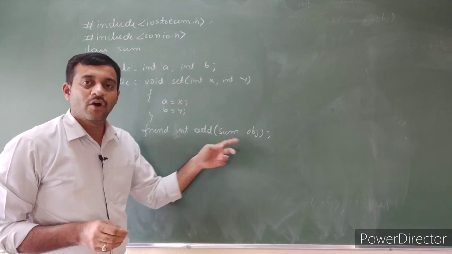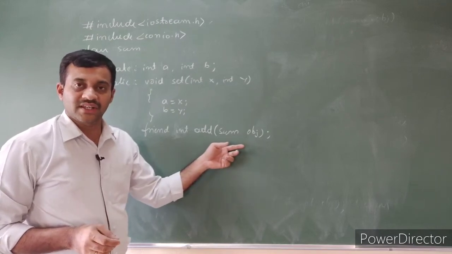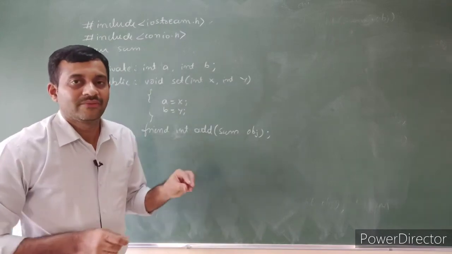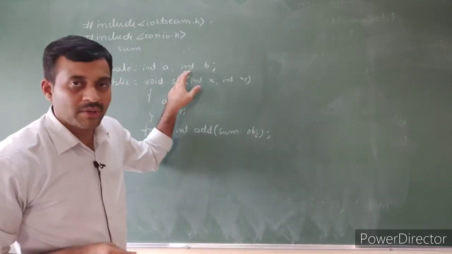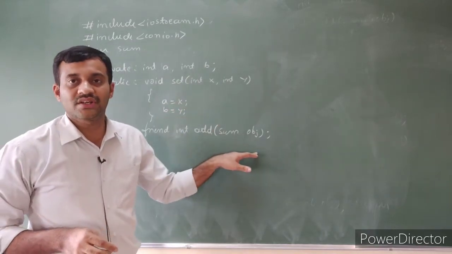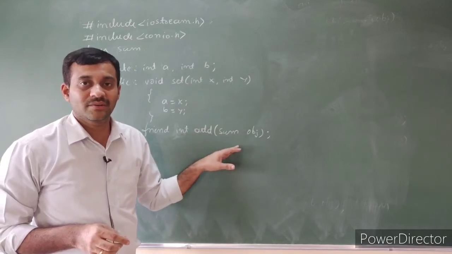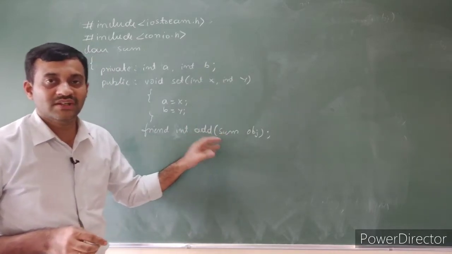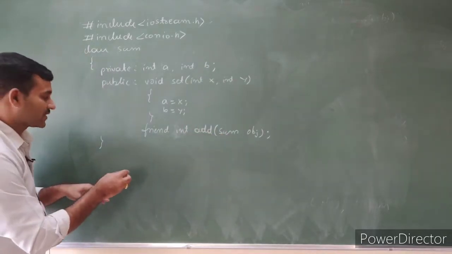always accepts an object as a parameter, because a friend function can access the data members only through objects. How does it access the data members only through an object? See in the definition of the friend function.